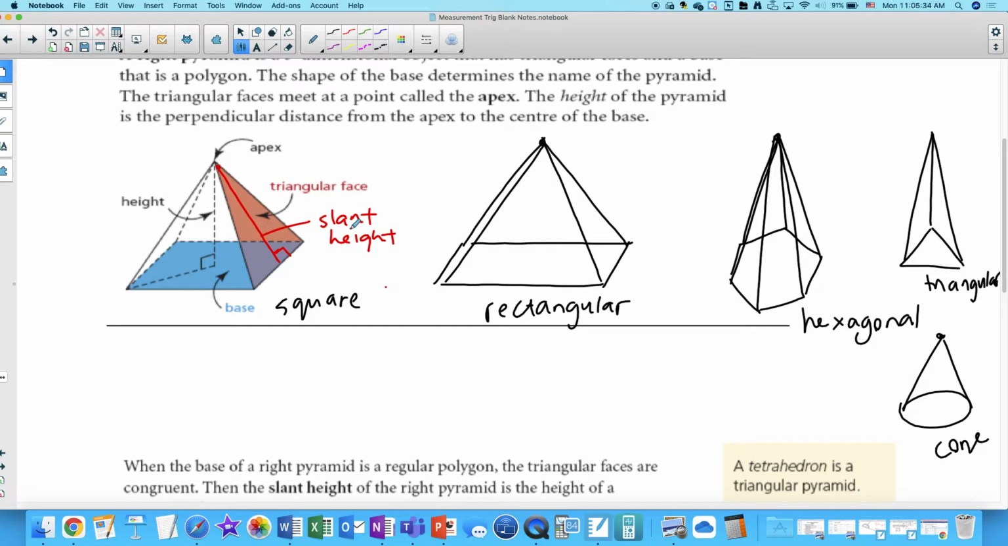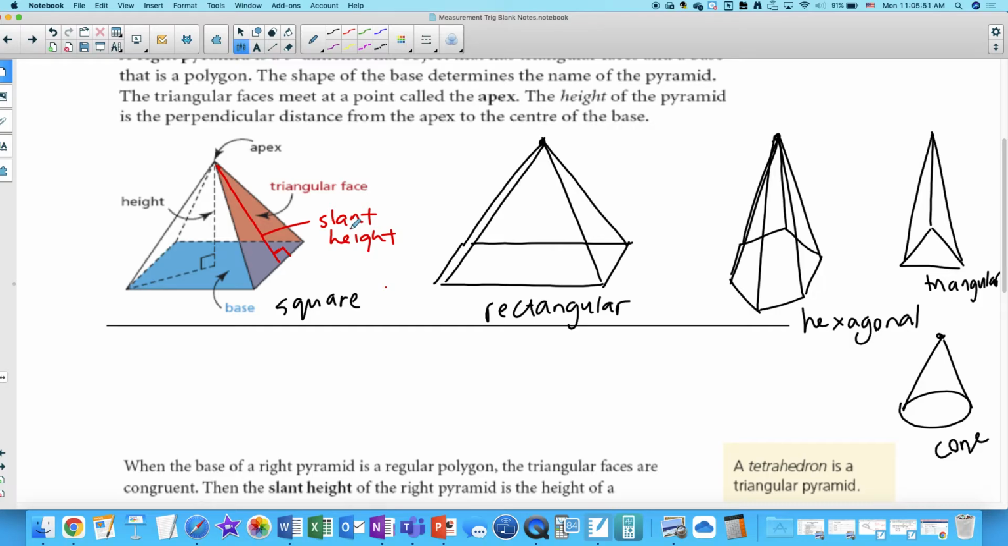If you're talking about a square pyramid, all of the triangular faces are going to be identical because all of the bases are the same. But if you're talking about a rectangular pyramid, you actually have two different triangles there. And so you might have two slant heights.